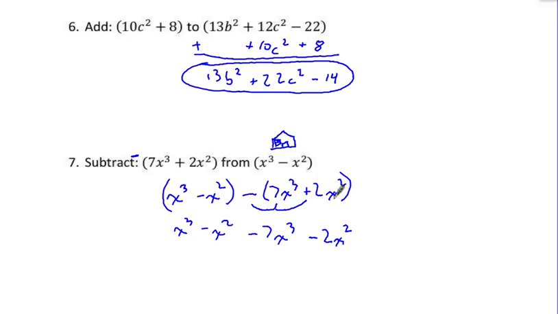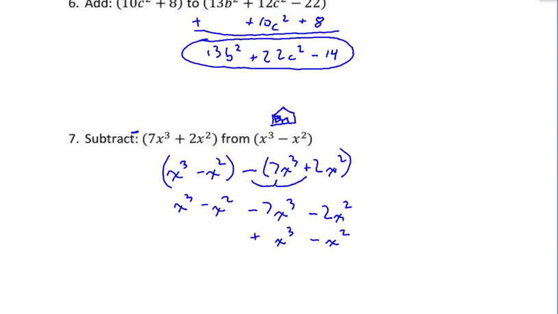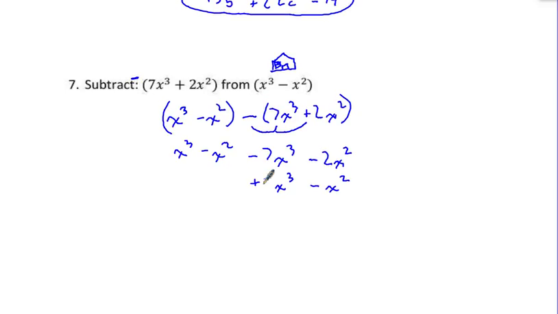And to combine like terms, we can stack as we've done before and have the negative 7x cubed and the positive x cubed. We'll put those in the same column. The negative x squared and the negative 2x squared are both x squared, so we'll put those in the same column. And we will combine right here like terms and have negative 3x squared and negative 6x cubed.